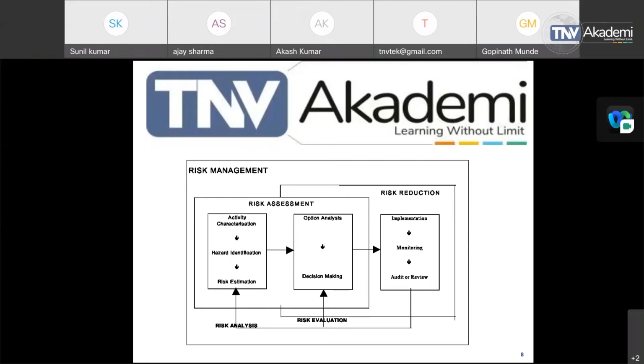Then risk reduction. Whenever a risk comes, you do the risk analysis, then you evaluate the risk, then you reduce the risk. You can reduce the risk through monitoring, through the implementation of your control measures and control actions, or through your audits or reviews.